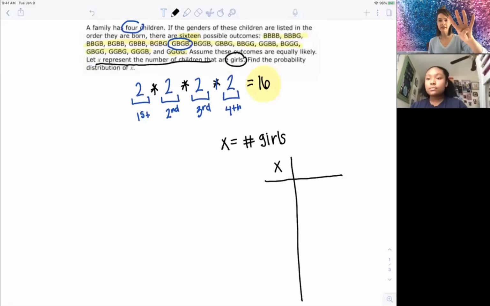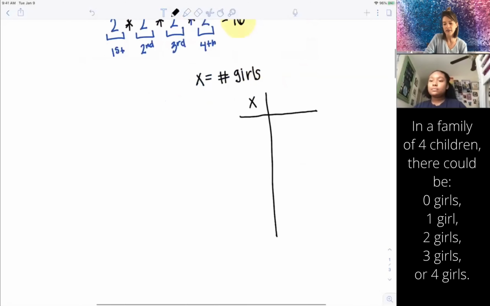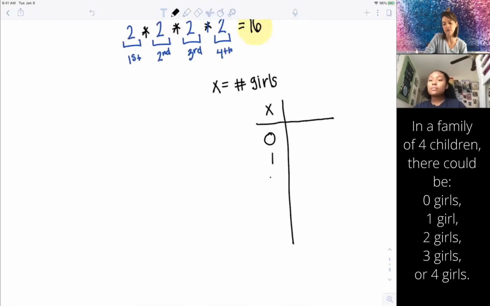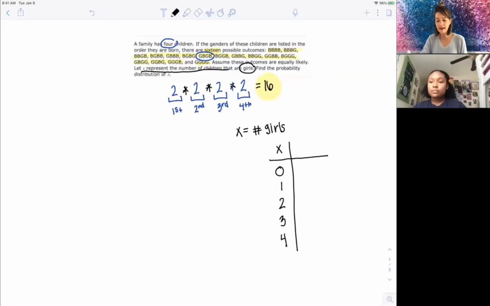So if we have 4 children, what are all the possibilities? If X is the number of girls, you could have a family with 0 girls. What else? You could have a family with 1 girl. Or 2 girls. Or 3 girls. Or lastly, all 4 could be girls, right? So basically, all the possibilities for X are 0 girls, 1 girl, 2 girls, 3 girls, or 4 girls. So we started our distribution, and now we have to write what are all the associated probabilities.